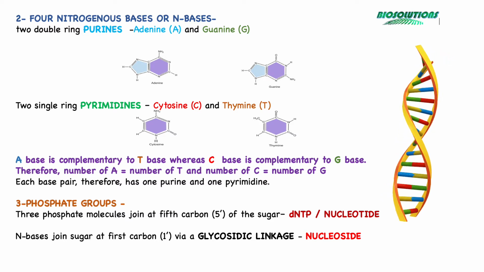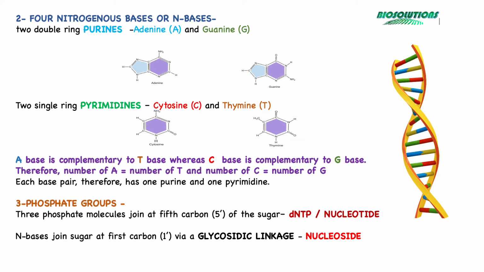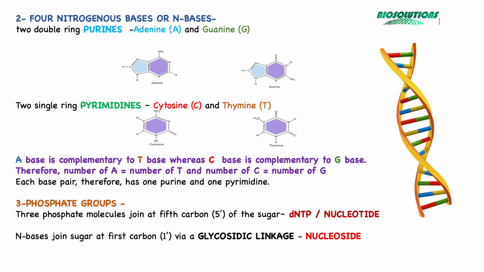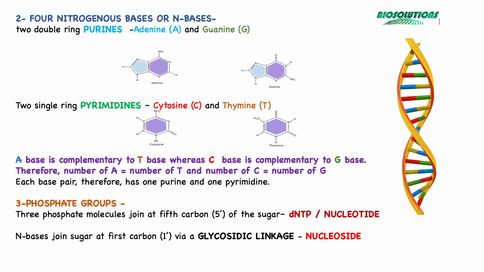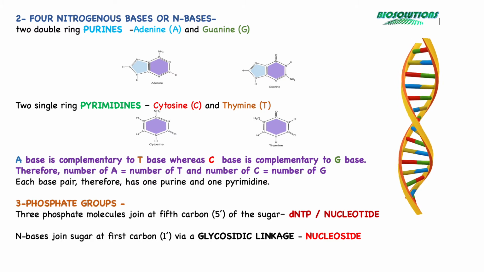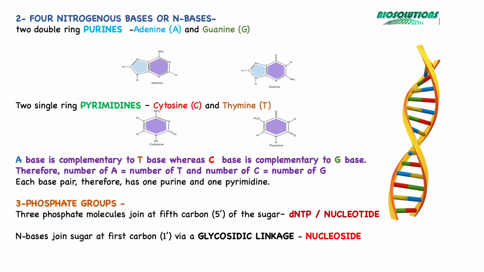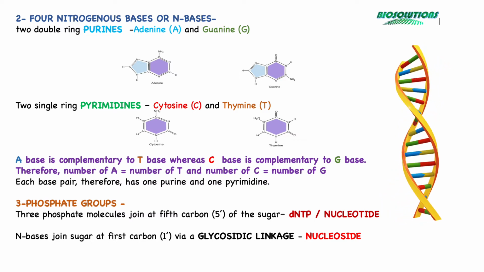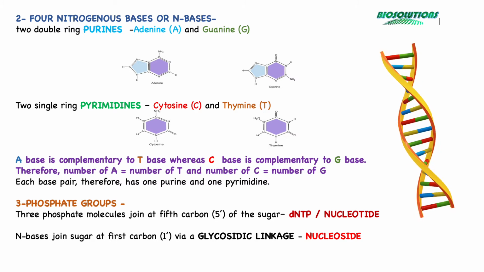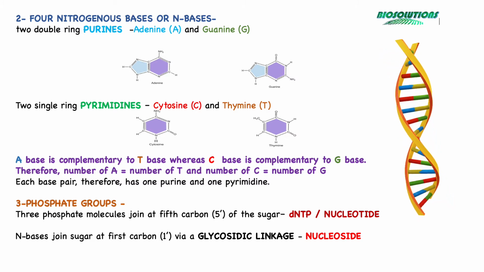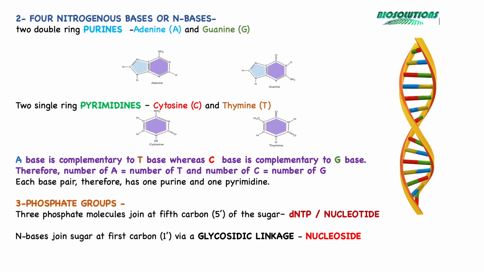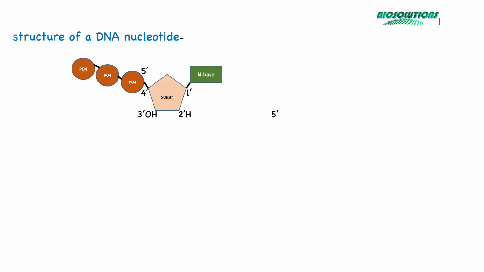A free dNTP molecule has 3 phosphates attached to the 5th carbon or 5' position of the deoxyribose sugar via phosphodiester bond. With all the 3 components, this molecule is termed as a nucleotide or dNTP, whereas if only sugar and nitrogenous bases are present, then it will be known as a nucleoside. This is the structure of a nucleotide or dNTP, where N denotes any of the 4 nitrogenous bases.